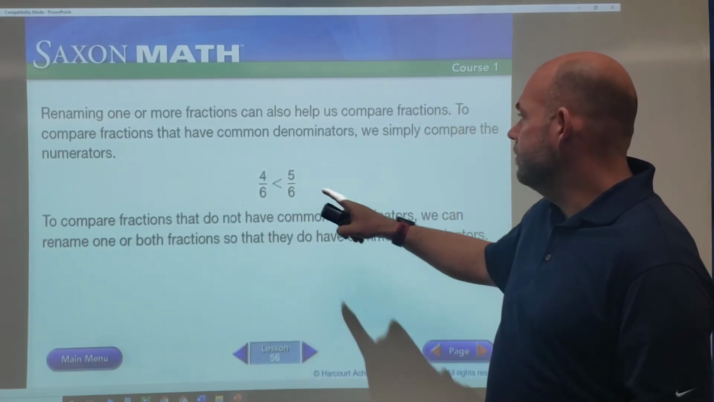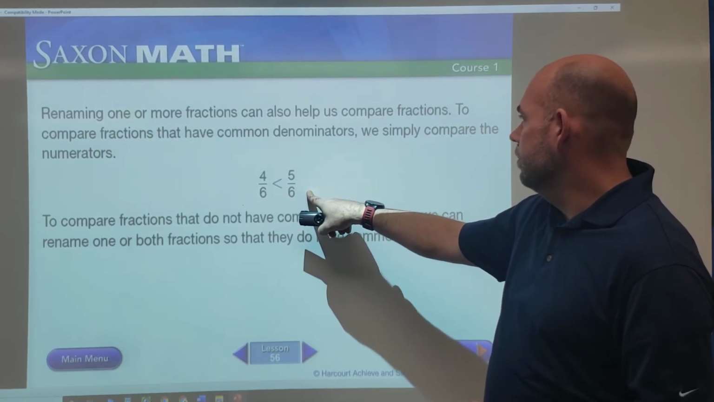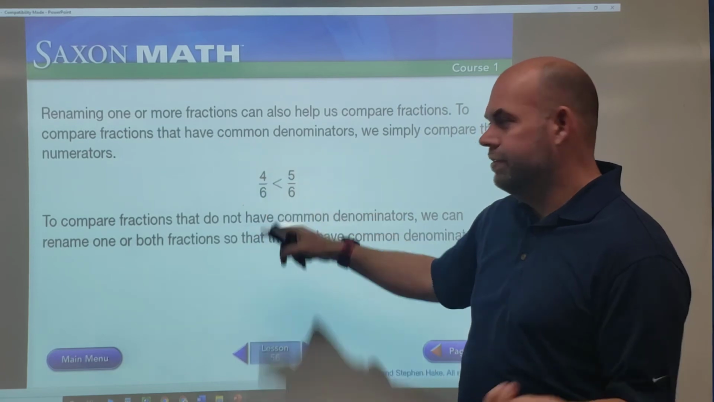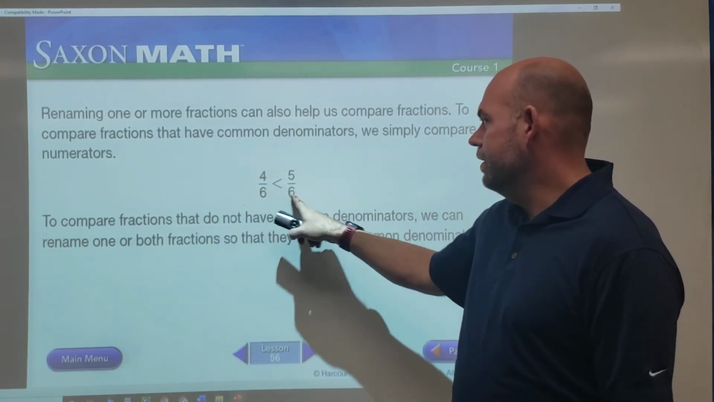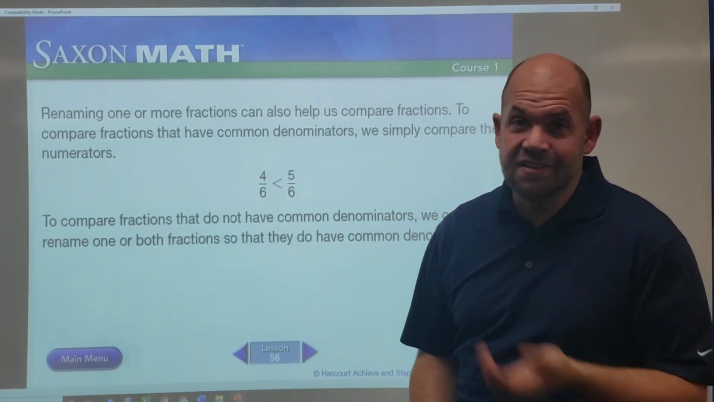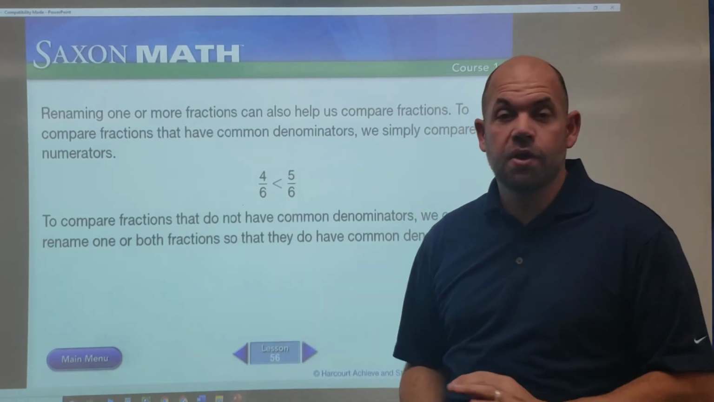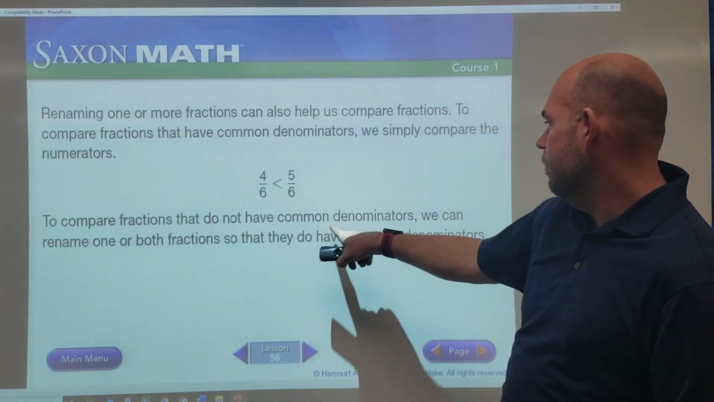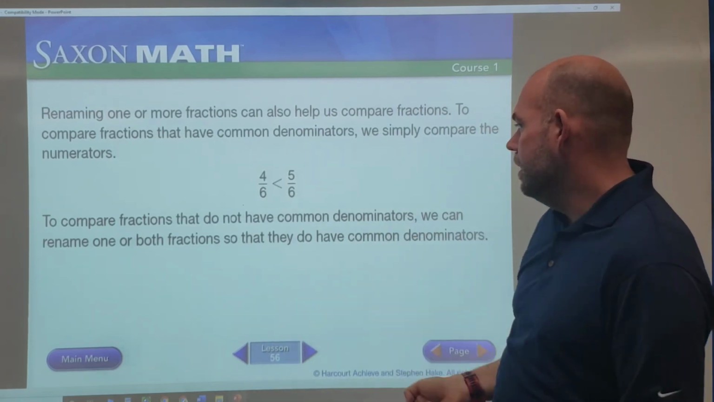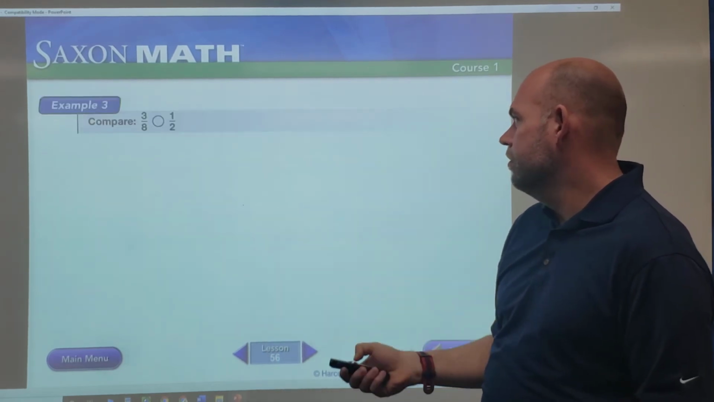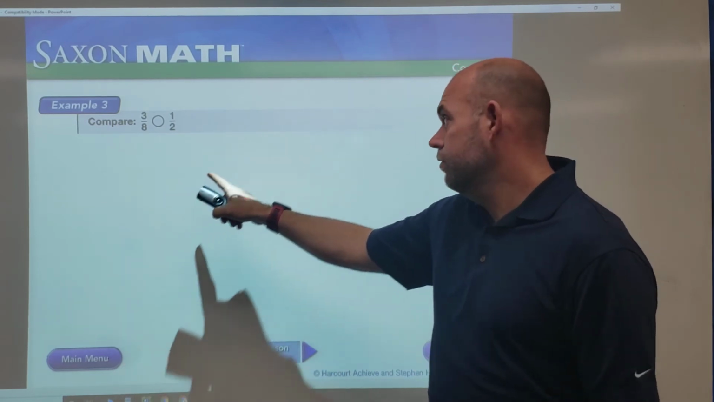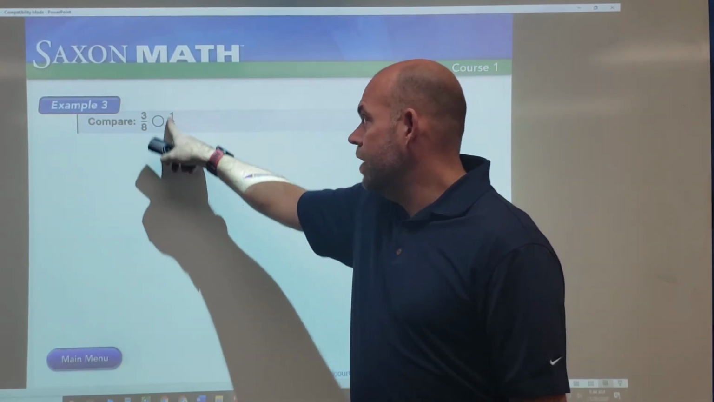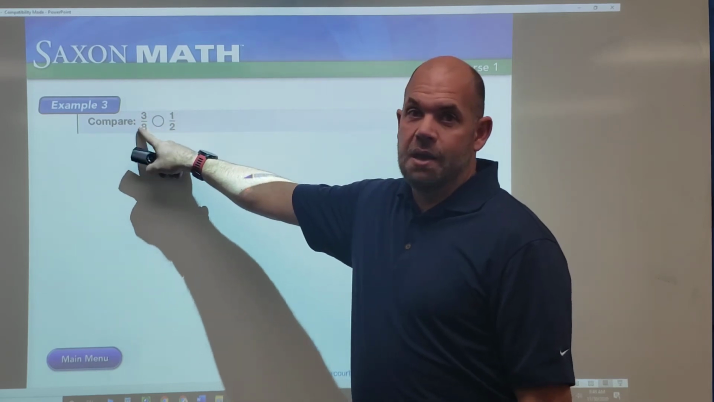So to compare fractions that have common denominators, we simply compare the numerators. 4 is less than 5, we know that. But if the denominators are not the same, we can't just look at the numerators. It won't work, okay? So we can rename one or both of the fractions. Here we only have to rename one of the fractions because 2 can go into 8. So we're just going to have to rename this fraction so that it has a common denominator with 8.